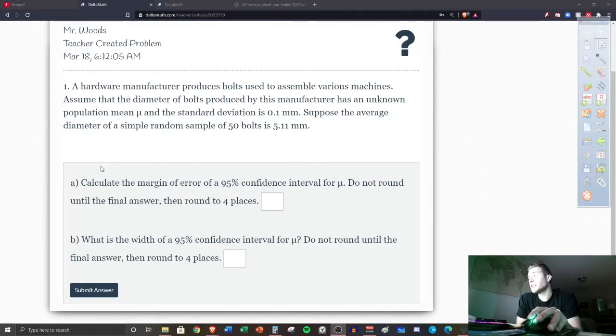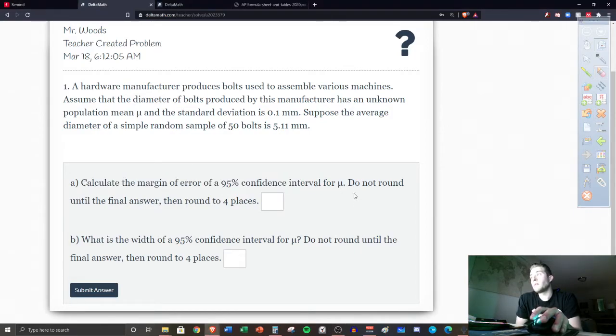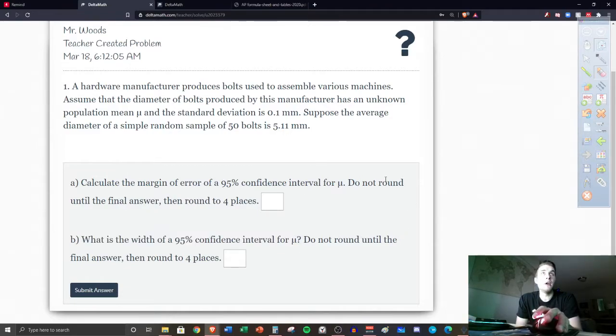Okay, so first thing it says, we need to calculate the margin of error for a confidence interval for mu. Do not round until the final answer, then round to 4 places. And then we have to figure out this, what is the width of a 95% confidence interval? So these questions are very similar. So we're going to talk about how to work each.